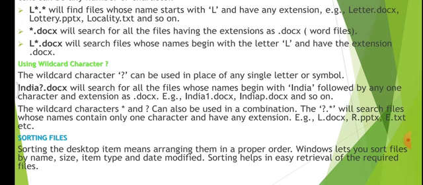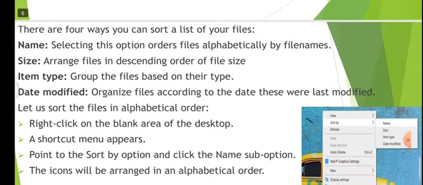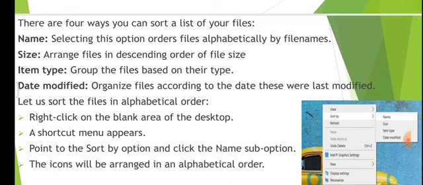Sorting files. Sorting the desktop items means arranging them in a proper order. Windows lets you sort files by name, size, item type, and date modified. Sorting helps in easy retrieval of the required files. Using sorting, you can arrange your files according to your needs. There are four ways you can sort a list of your files.